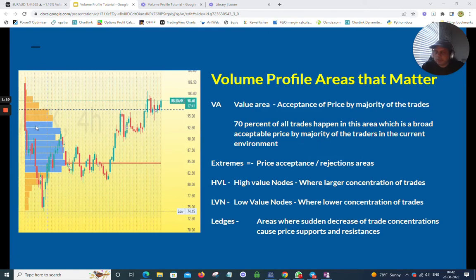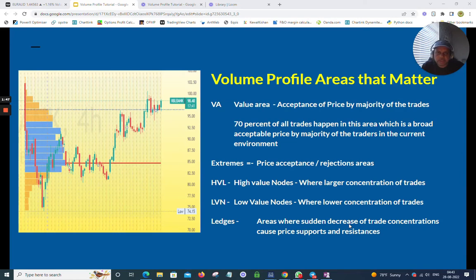Now we need to understand what the nodes are. The blue bars are called the nodes, and the point at which the highest volume happens is called the high value node, and the price at which the lowest activity happened is called the low value node. So typically these are the high value nodes and the low value nodes. And what are ledges? Well, in this particular profile you don't see a big ledge, but this is one of the ledges, and it is pretty broad. I will explain ledges in the next profile that we'll see. So ledges are areas where there's a sudden decrease of trade concentration.